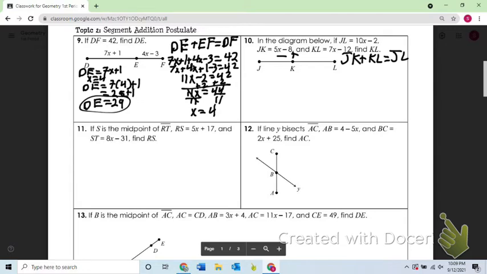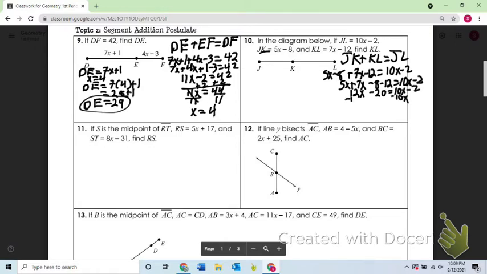So it's the two pieces added to each other become the whole. So JK is 5x minus 8, KL is 7x minus 12, and JL is 10x minus 2. So I'm going to rewrite that, putting everything together. 5x plus 7x is 12x. Negative 8 minus 12 is negative 20. And then we just have 10x minus 2.